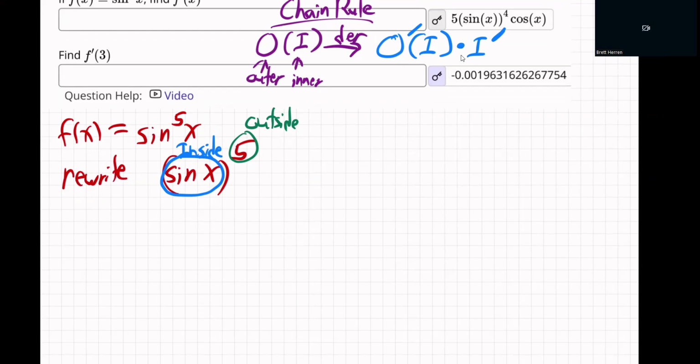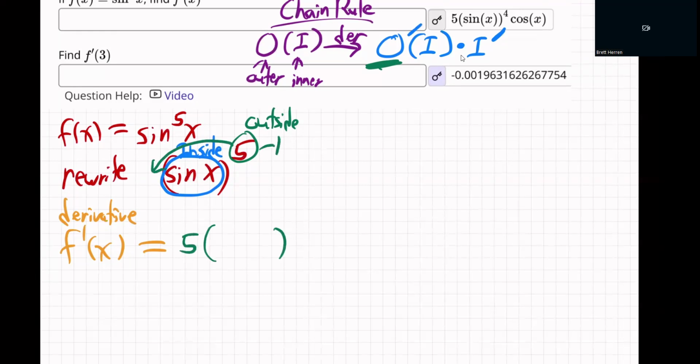So here we go. So I'm going to say, okay, okie dokie. So f prime of x, this is the derivative now, not just a rewrite. The derivative will equal, what do we do first? Derivative of the outside. So the outside is this 5. It's got to come down there. 5. And then subtract 1 from the power, so that'll be 4. There's the outside. The inside stays the same at first, right?